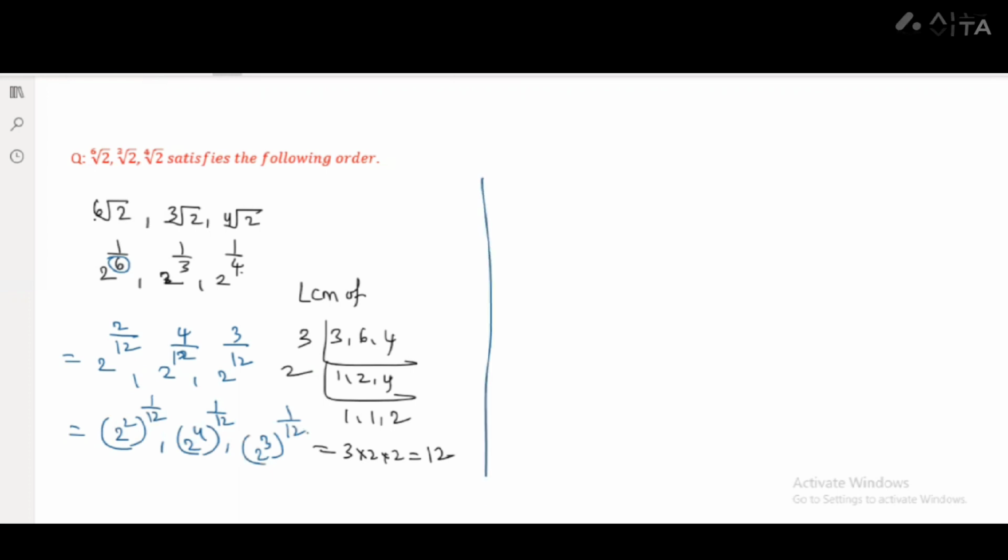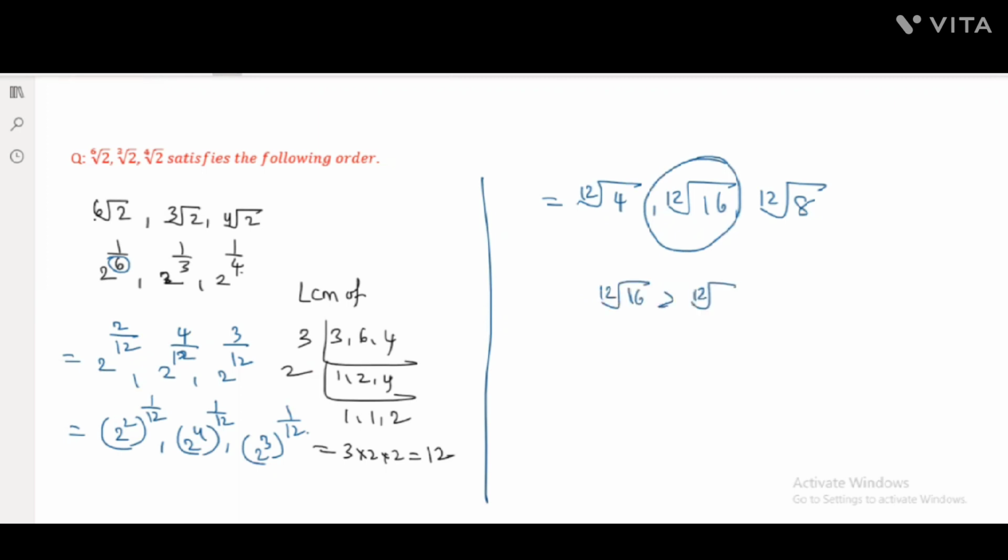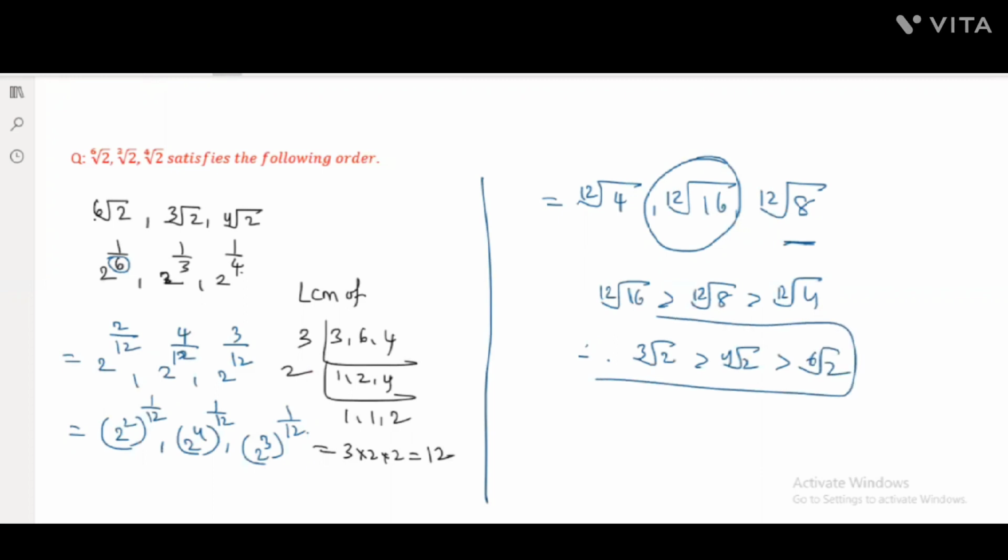So how can we write this in the next step? We can write this as 12th root of 2 square, which means 4, 12th root of 2 power 4, which is 16, and 12th root of 2 cube, which is 8. Among these, the greatest one is 16. That means 12th root of 16 is greater than 12th root of 8, which is greater than 12th root of 4. So from the given question, cube root of 2 is greater than 4th root of 2 is greater than 6th root of 2. This is the way we can solve the problem.